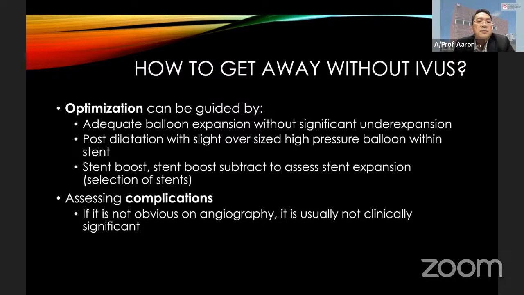So optimization of the stent can be guided by adequate balloon expansion on the angiography without significant under expansion or waist of the balloon. Post dilatation with slight oversized high pressure balloon within the stent is a must, because Colombo has shown us that even a well opposed angiographic result doesn't mean that the stent is well opposed. So post dilatation with high pressure balloon, either same size or slight oversized, is a must. I do it for every patient.